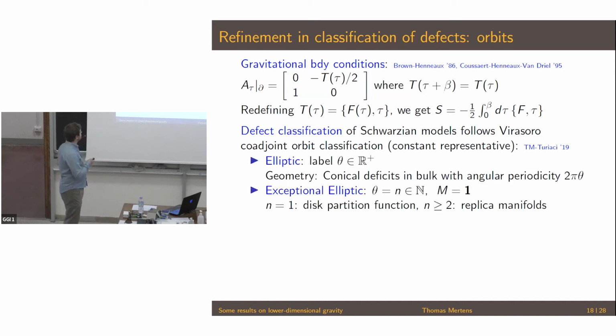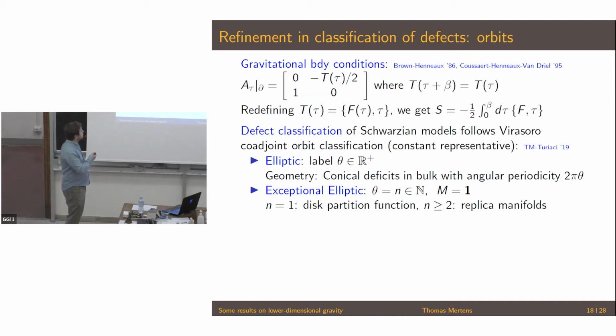So let me mention these. You have different orbits. And I will restrict to the constant representative orbits because these are the interesting ones. You have the elliptic ones. They are labeled by a positive number theta, and they correspond geometrically to having a conical deficit in our disk with an angular periodicity that differs from 2 pi, namely 2 pi theta. And there's an exceptional case where this theta is an integer. In that case, the resulting monodromy matrix we had on the previous slide would be the unit matrix.